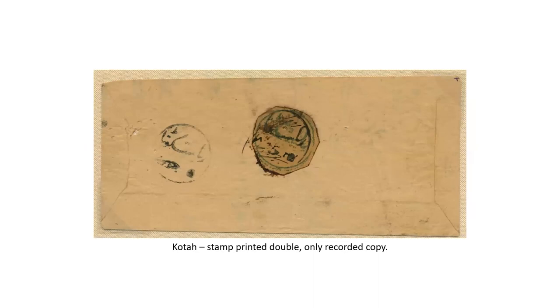Here's the only known Kotah example where the stamp is printed double. Now this one is properly canceled with the black cancel on top of the stamp as well.